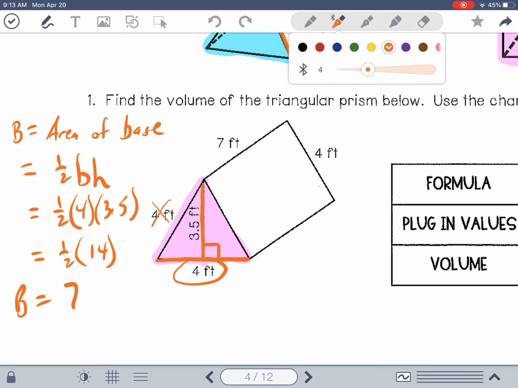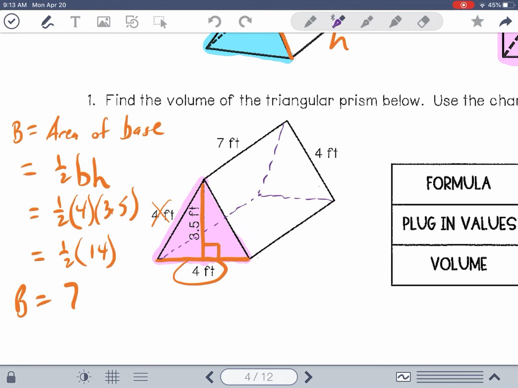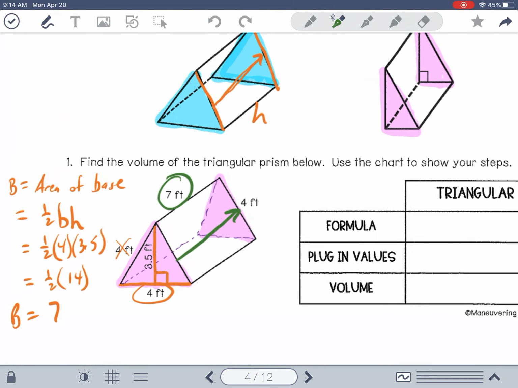Now, one thing that they did not draw: our other base is here. What is the distance between these two pink bases? What's that distance? Because that's the height of the prism. The height is 7.